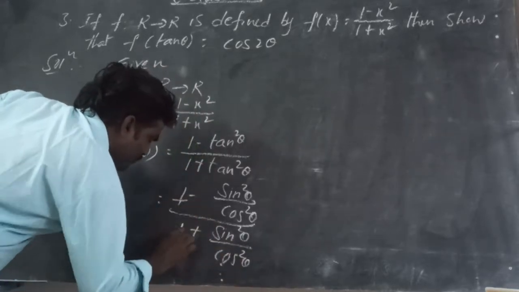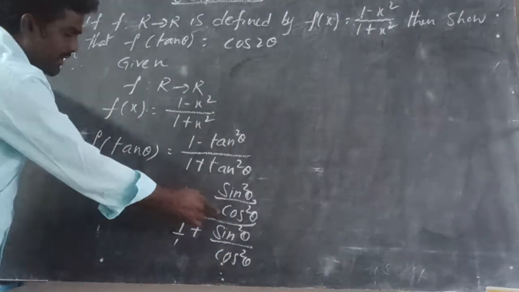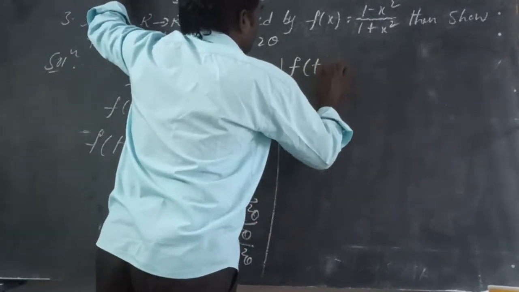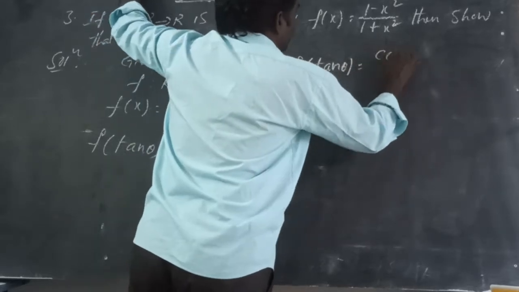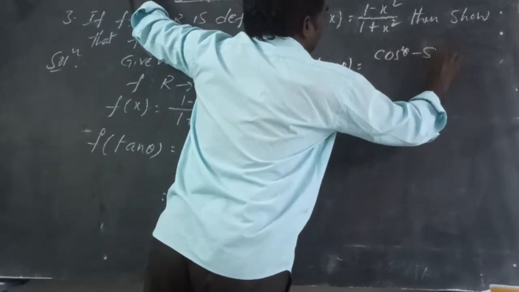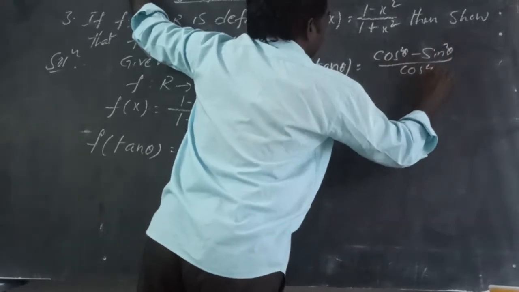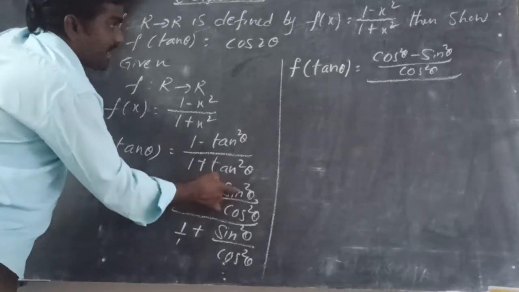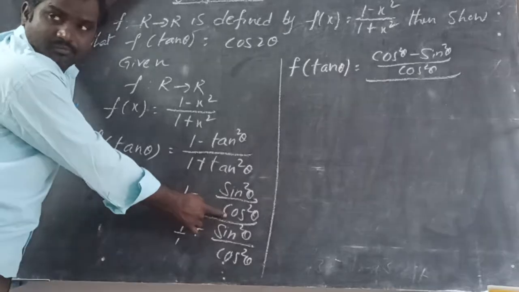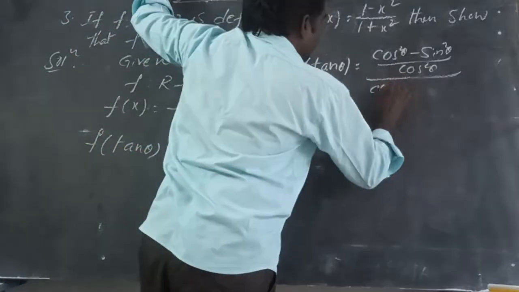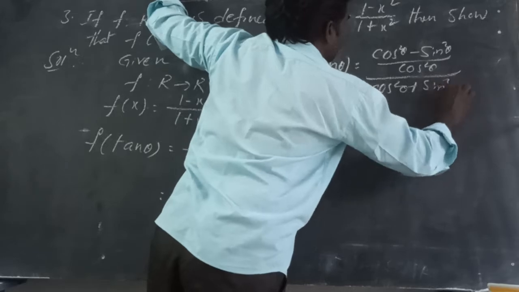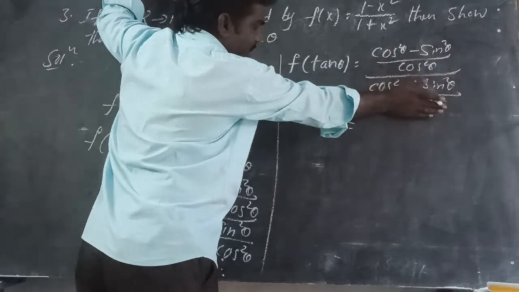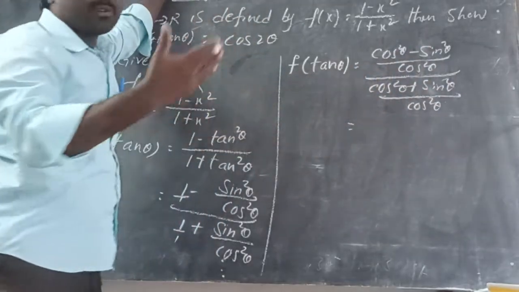So 1 is a whole number. Now we can do the cross multiplication. So that is cos square theta minus sin square theta by cos square theta, by, here also 1 into cos square theta, 1 into sin square theta by 1 into cos square theta. Here also the same, cos square theta plus sin square theta by cos square theta. It is a numerator, it is a denominator. The denominator in a fraction becomes reciprocal.